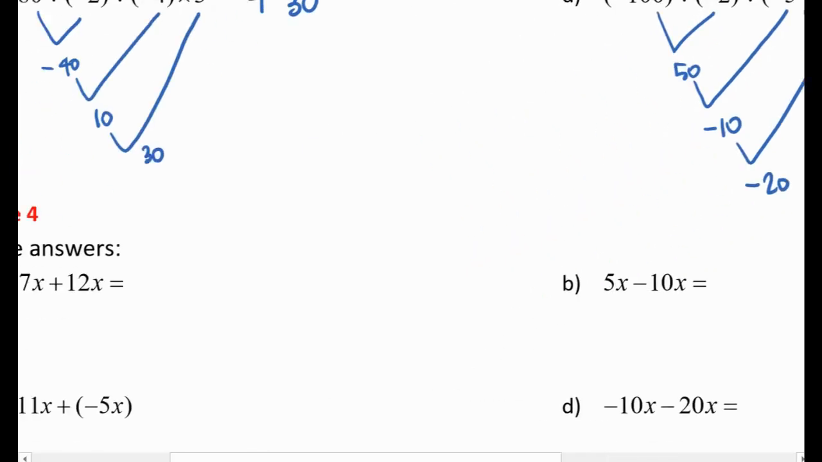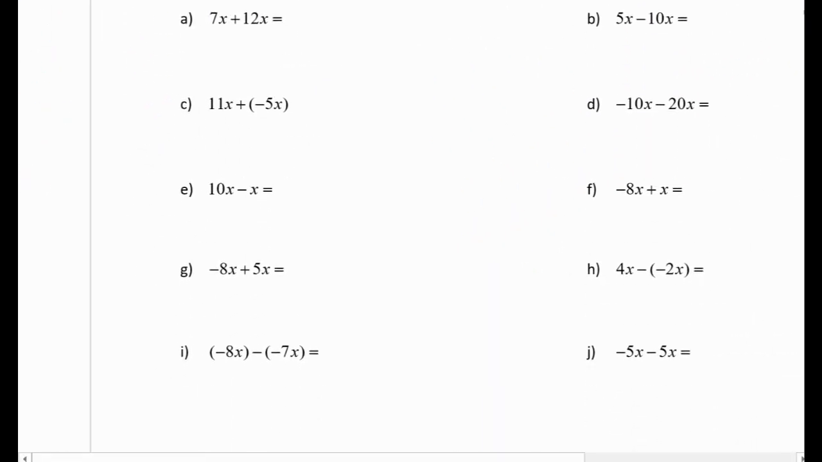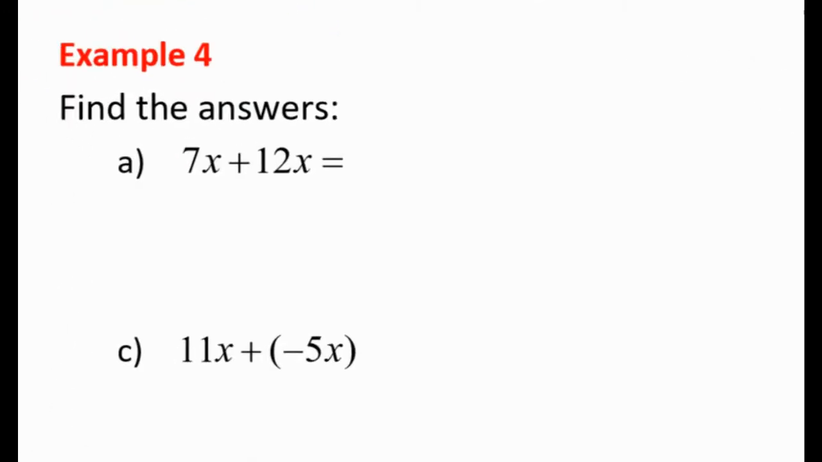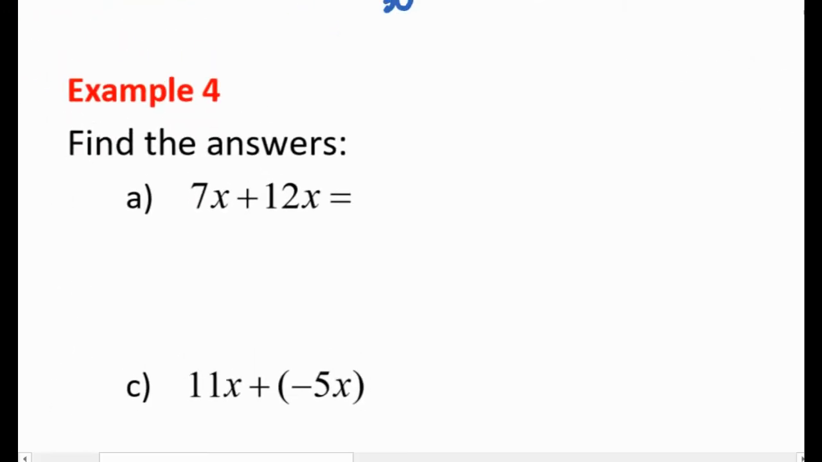Alright, let's move on to the next question. So now we're going to add 2 terms. So we're going to add 2 monomials. So 7x plus 12x. So you have 7x. What's hiding in between 7 and x? Multiplication. What's hiding in between 12 and x? Multiplication. So basically you have 7 x's and 12 x's.